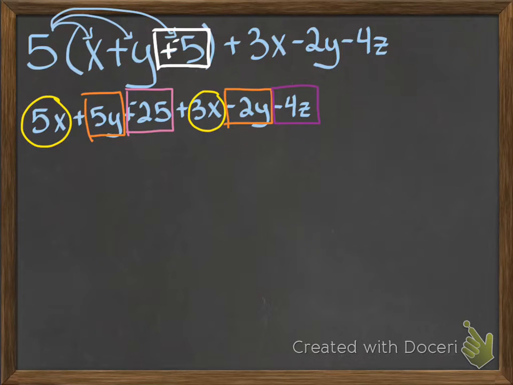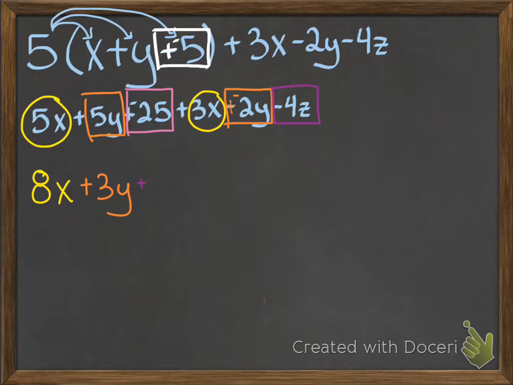Now let's combine 5x plus 3x, 8x. Now my y's, I have 5y minus 2y, right? And you could change this to 5y minus 2y. That's the same thing as 5y plus negative 2y. Adding the negative is, subtracting the positive, same thing as adding the negative. 5y plus negative 2y is 3y. So however it makes your brain work, think about it like that.